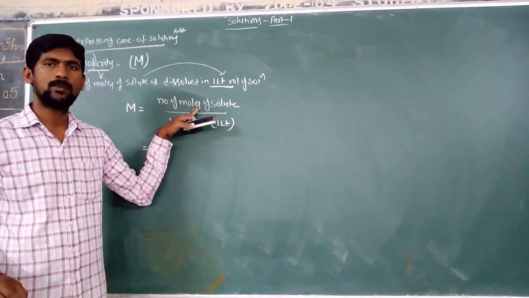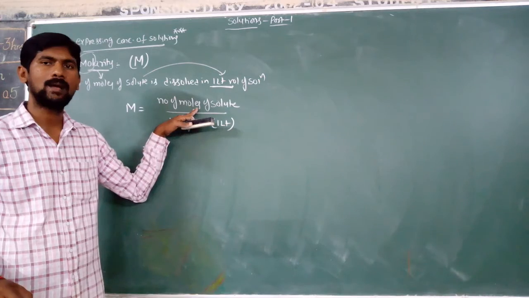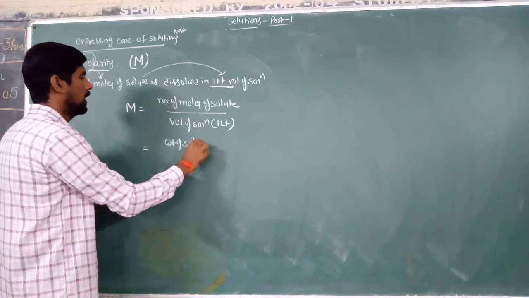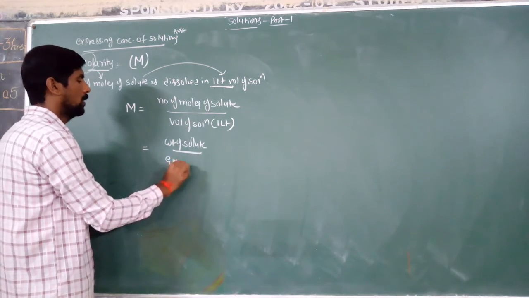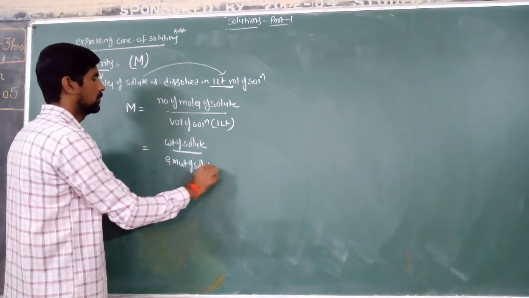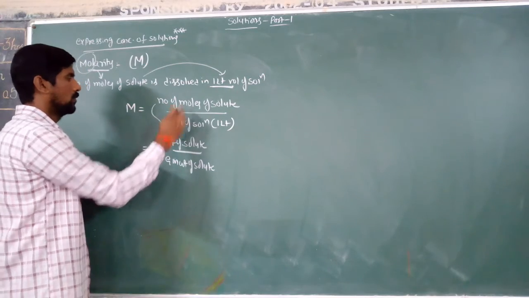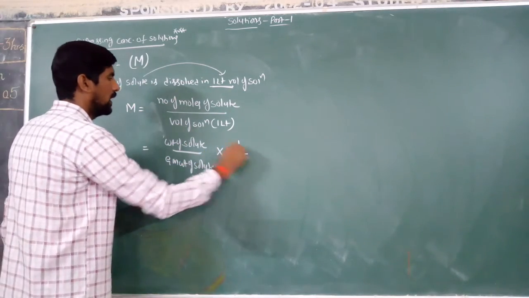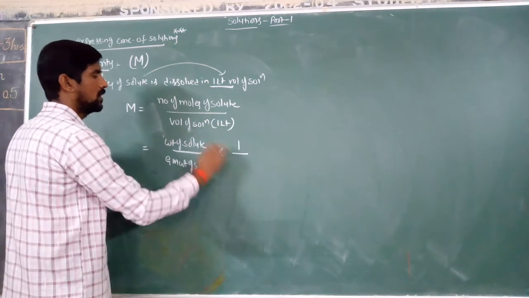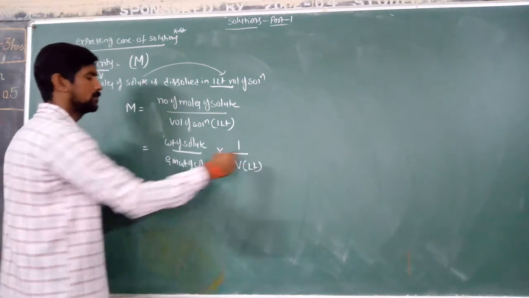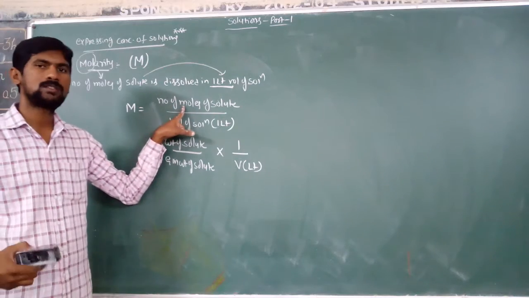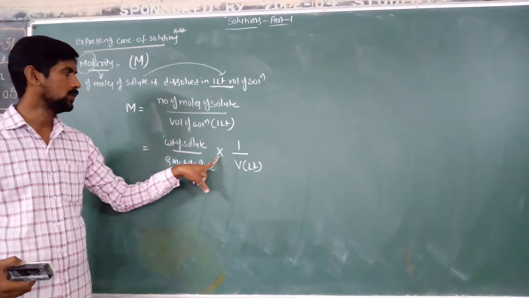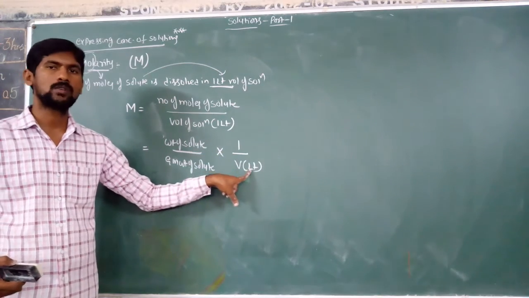How do you calculate the number of moles? Number of moles is weight by gram molecular weight. So the number of moles of solute is equal to weight of solute by gram molecular weight of solute. Multiplied by 1 by volume of solution, which is always in the denominator. Volume in liters. So weight of solute by gram molecular weight of solute into 1 by volume of solution in liters.